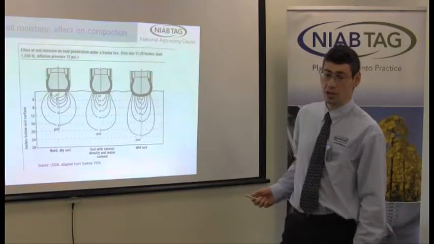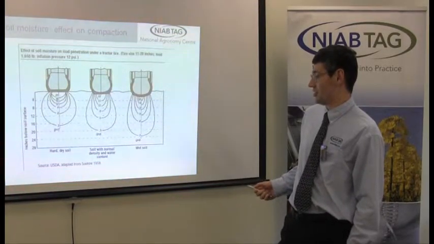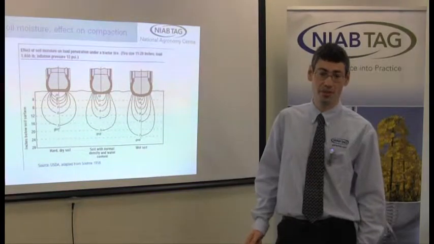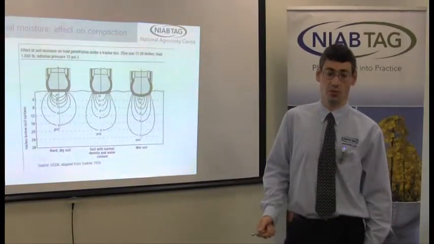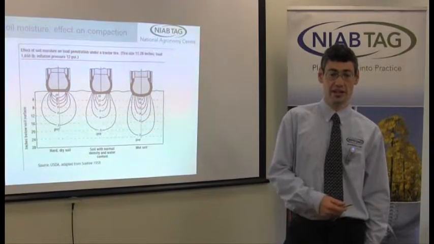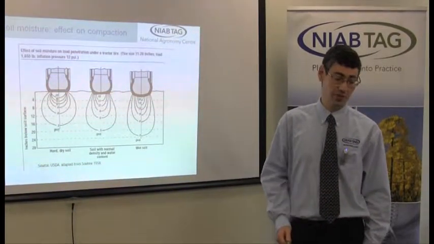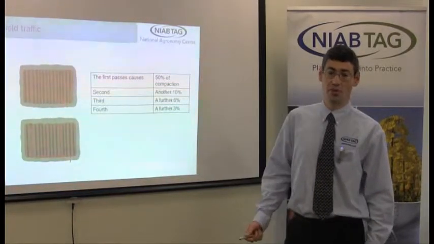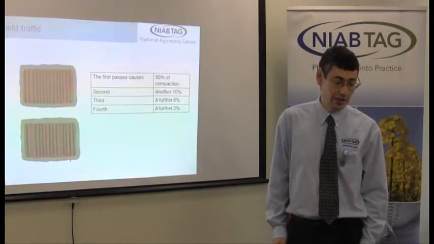So you get much greater compaction to a greater depth, which obviously has implications on both crop performance and the flow of water through the soil and potentially leading to soil erosion. And obviously to alleviate that damage, we have to do some sort of measure of cultivation.